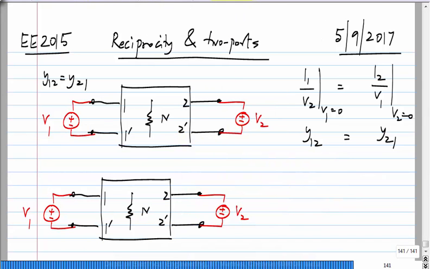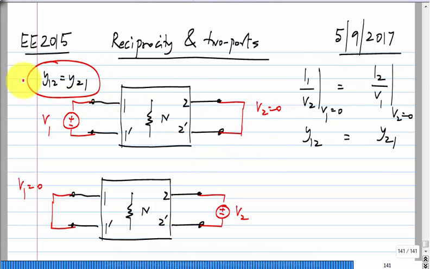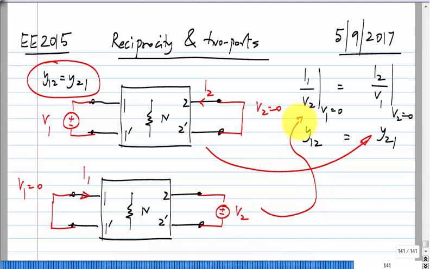And now, in the first case, let us say you set V2 to 0. So, that means this is shorted, and in the other case you set V1 to 0. So, that means this is shorted. Okay. So, what this statement says is that the ratio of the current in the second port I2 to V1, so this is measuring this one, right, will be the same as ratio of this current I1 to V2 in this condition.